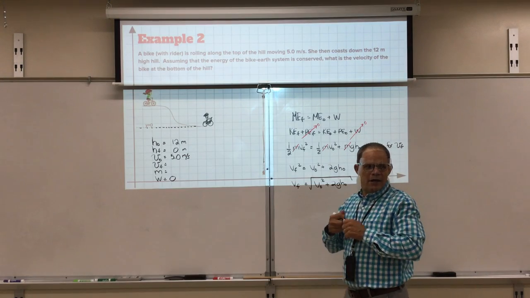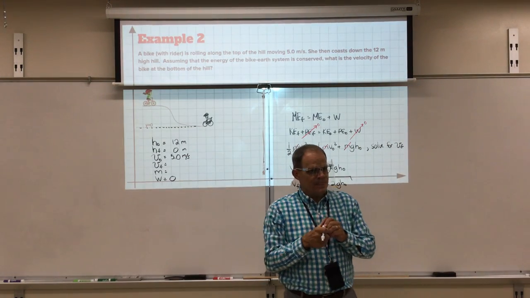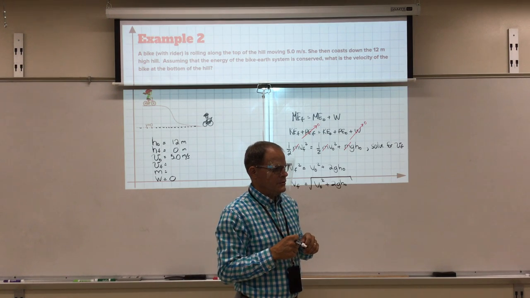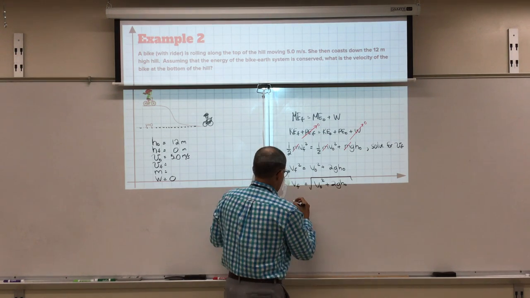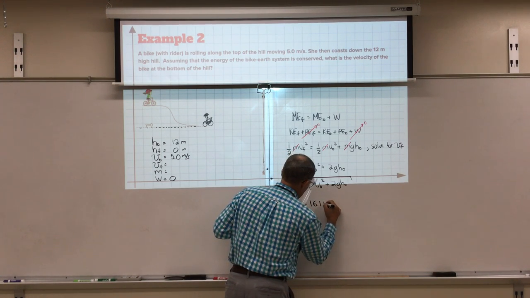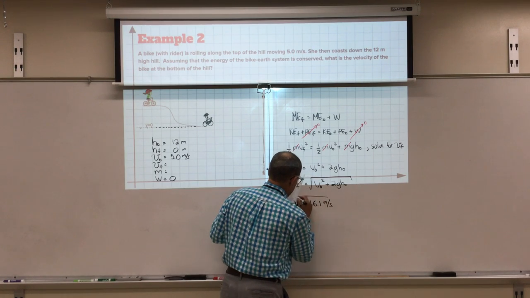All right, let's see. Lindsay, did you get an answer? 16.1. Anybody else get 16.1? The final velocity of the girl at the bottom of the hill is 16.1 meters per second. Okay?